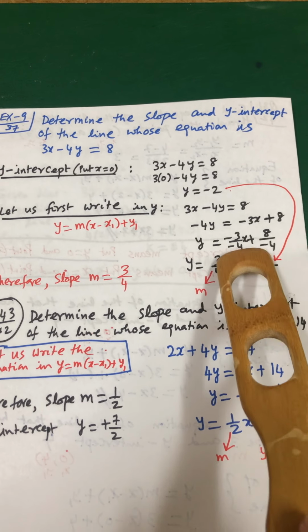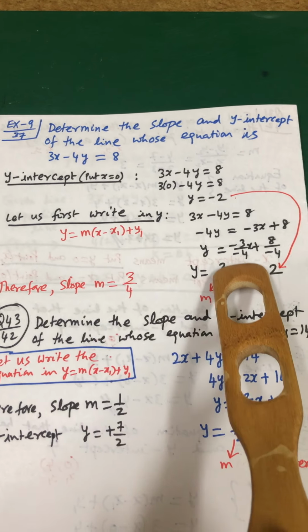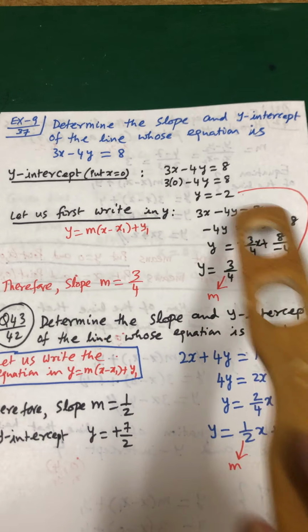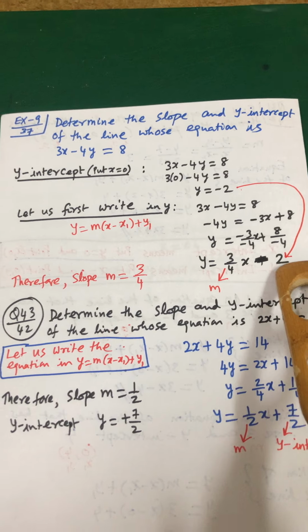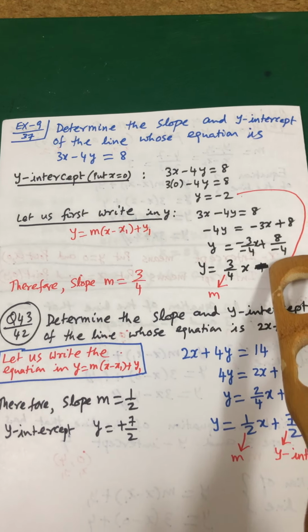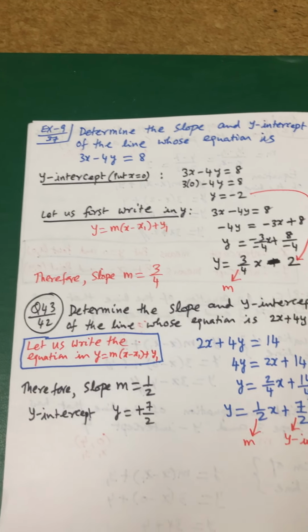This is your m, and this minus 2 will be your y-intercept. So immediately after writing like this, you say this is my m and this is my y-intercept. Let us do one more problem.